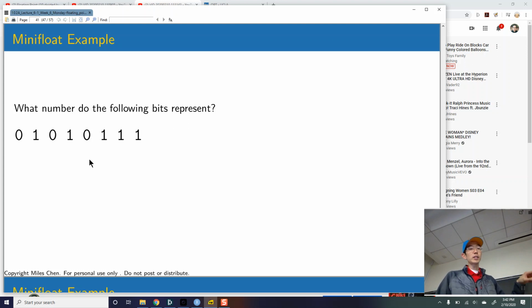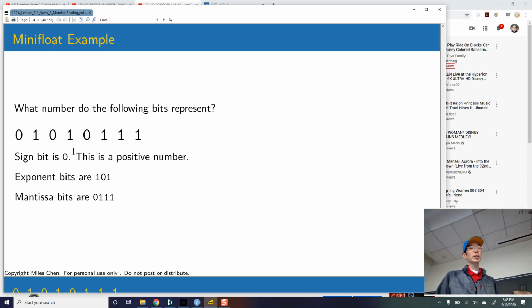Okay? So the sign is the first digit, or the first bit, which is 0. The exponent is the next 3, which is 1, 0, 1, and the mantissa is the last 4, 0, 1, 1, 1. So I break it out into 0, then the next 3, 1, 0, 1, and the mantissa, 0, 1, 1, 1, okay?